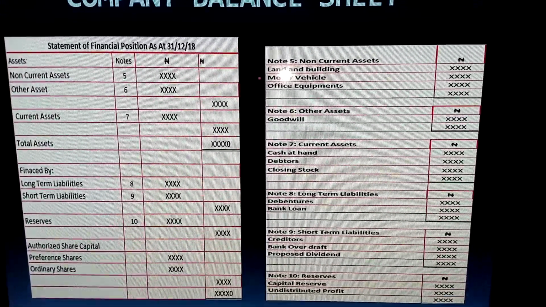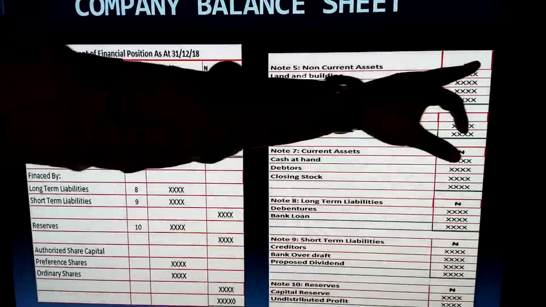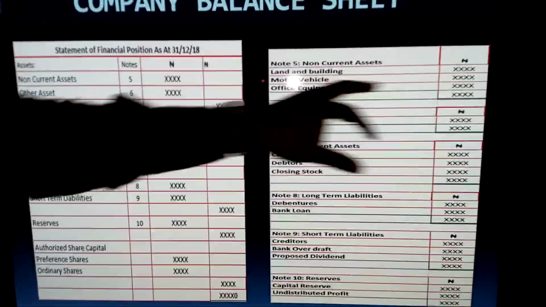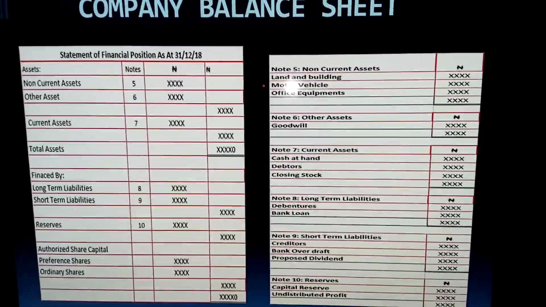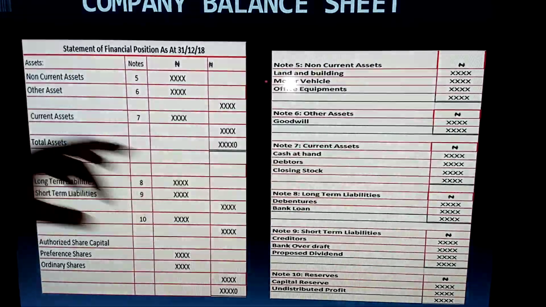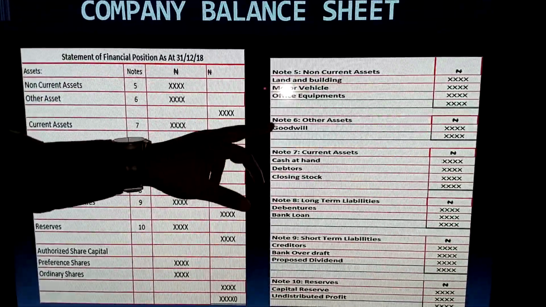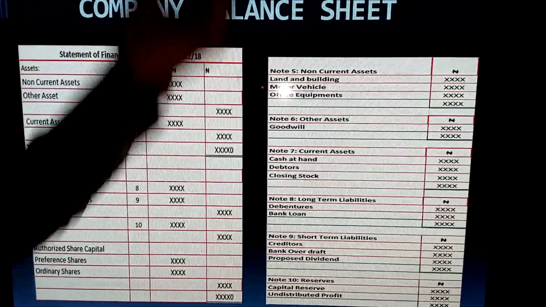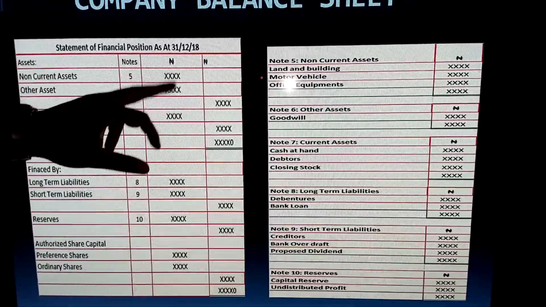So let's go. What are the things that make up your non-current assets? You have land and building, motor vehicle, office equipment. You can have other things, furniture and fittings, equipment and all that. When you add them together, net of depreciation, you have this. You have other assets, Note 6 here: goodwill, patent, copyright, and other intangible assets. You add them, you have this. When you add it together, you have this.